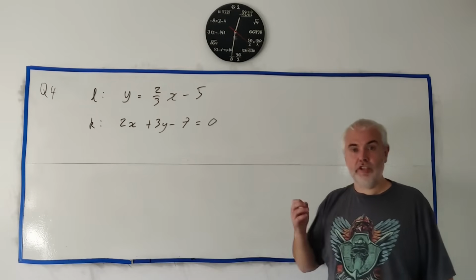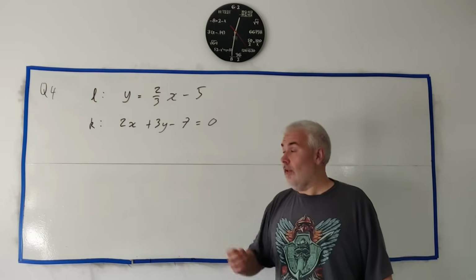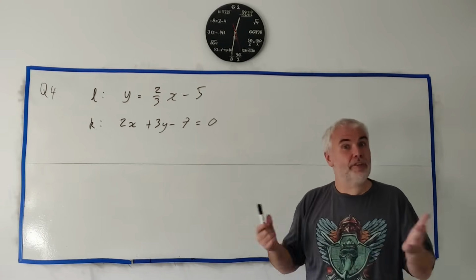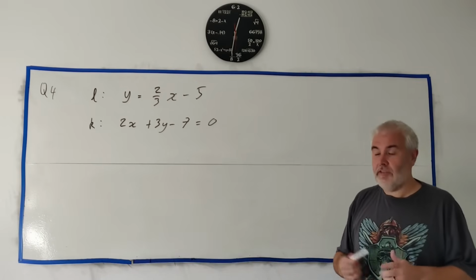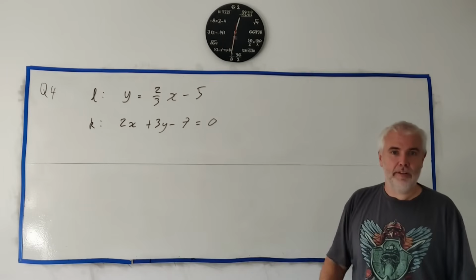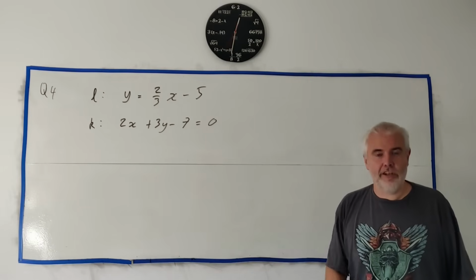You should be thinking about their slopes at this point. If we can find out the slope of both of these lines, you can tell if they're parallel. If they're the same, they're parallel. If they multiply each other and get minus 1, they're perpendicular. And if neither of them happen, they're neither. So it's all about getting the slope.